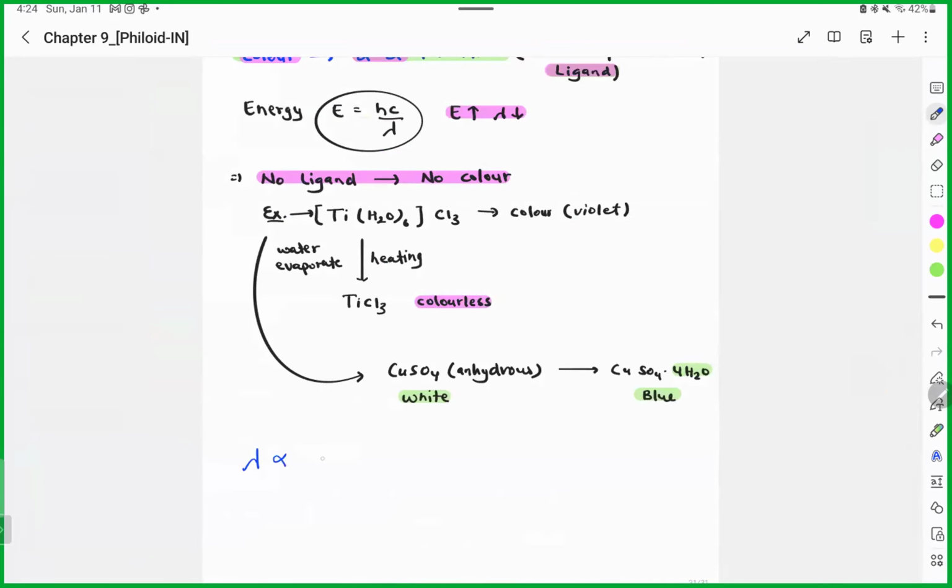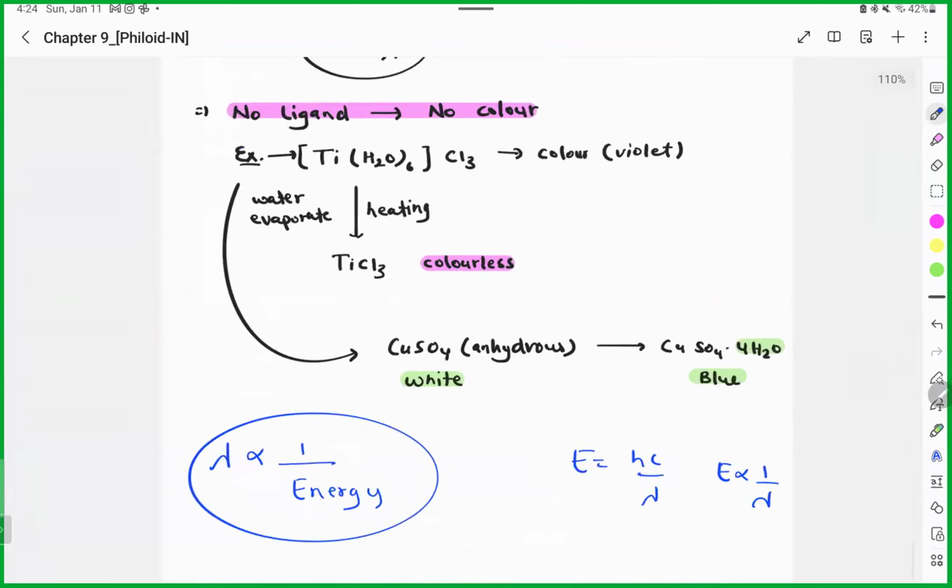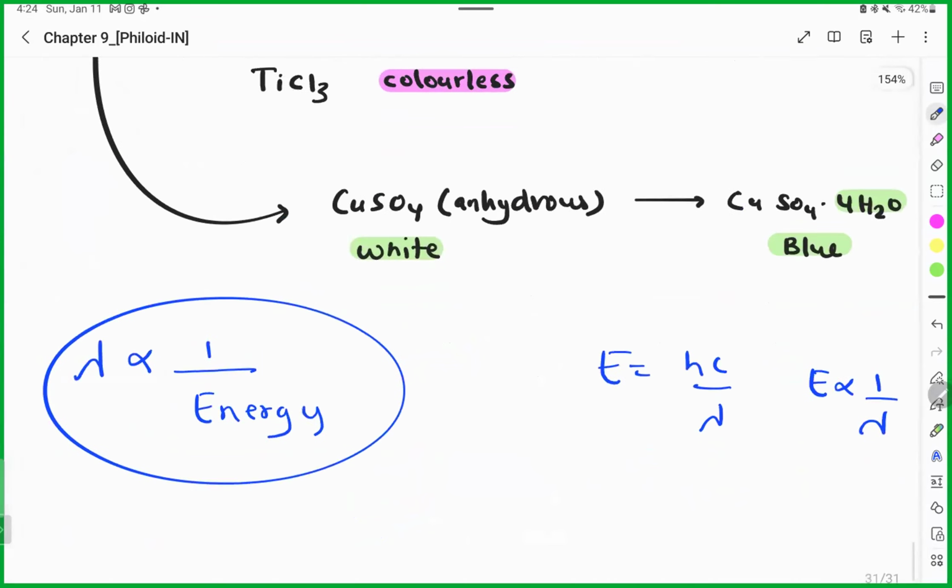Wavelength inversely depends upon the energy because energy inversely depends upon the wavelength. You know E is equal to hc by lambda. So E inversely depends upon the wavelength. Wavelength inversely depends upon the energy. And because of that, wavelength is also inversely dependent upon the ligand strength. So if you have strong ligand, more energy and less wavelength. Okay, strong ligand, more energy, less wavelength.